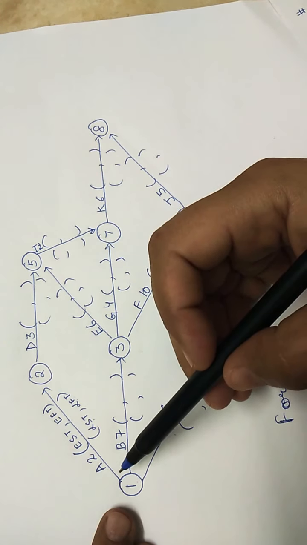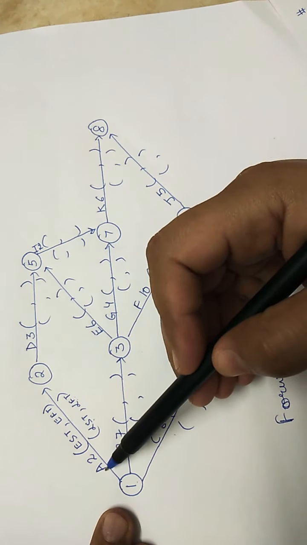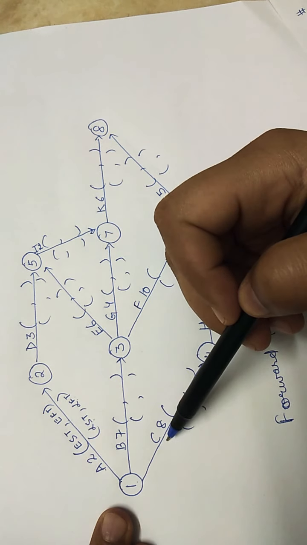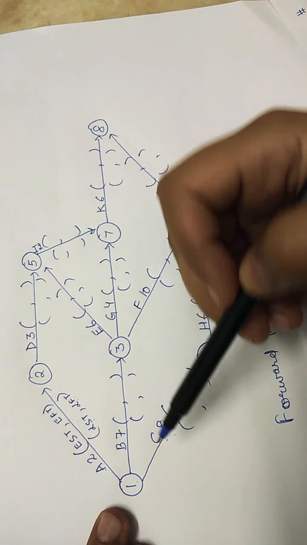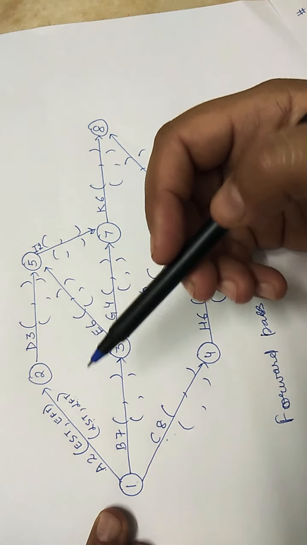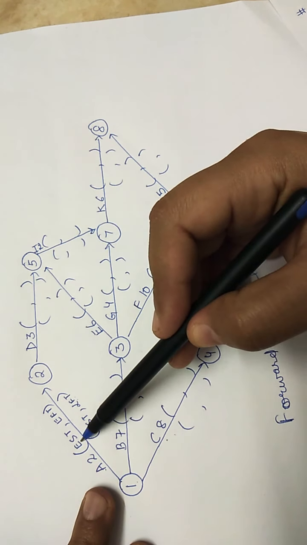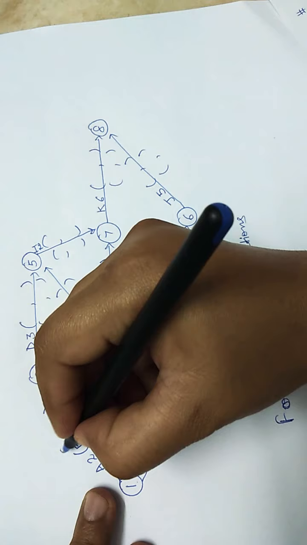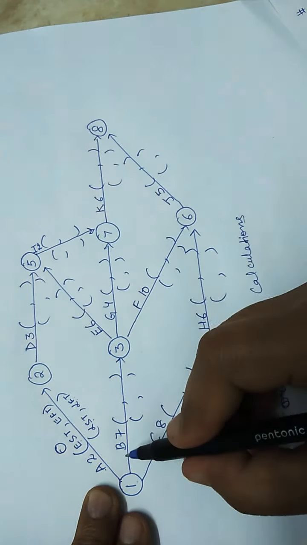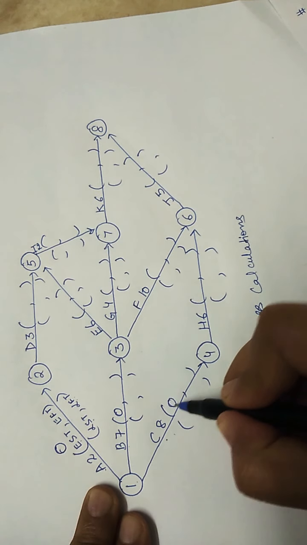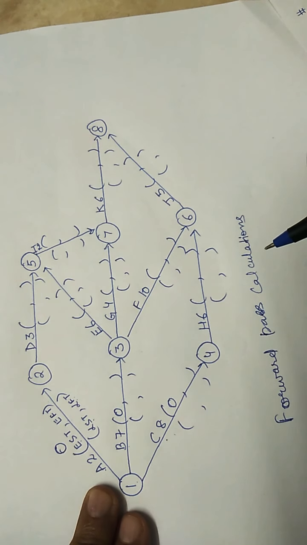So we'll start with the earliest start time of activity A. Because these 3 activities are the initial activities, they can be started at 0 time period. So for activity A, earliest start time will be 0. Similarly for B also, earliest start time is 0. For C also, earliest start time is 0.